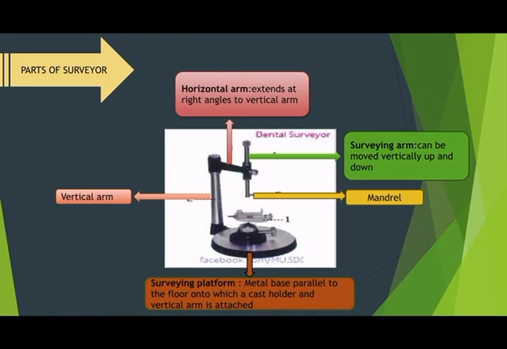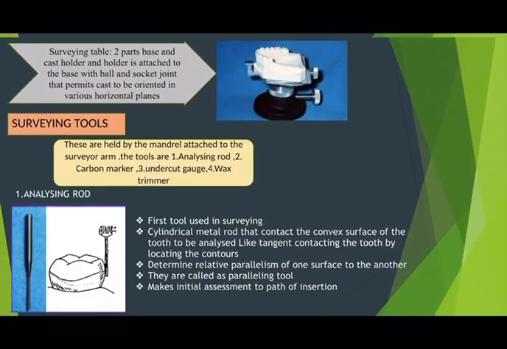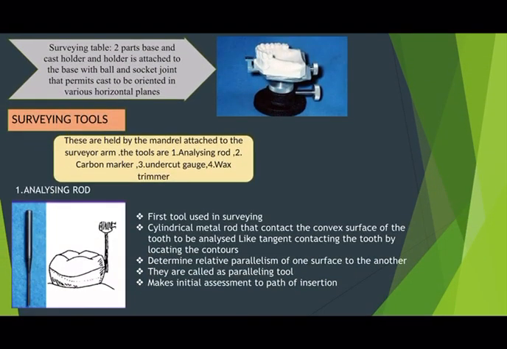Let's talk about parts of the surveyor. We have the surveying platform, which is a metal base parallel to the floor onto which the cast holder and vertical arm are attached, and the vertical arm. And then we have the horizontal arm, which extends at right angle to the vertical arm. And then we have the surveying arm. It can be moved vertically up and down. In the surveying arm, a mandrel is attached. On the surveying platform, a surveying table is placed. It has two parts, base and cast holder, and the holder is attached to the base with a ball and socket joint that permits the cast to be oriented in various horizontal planes.